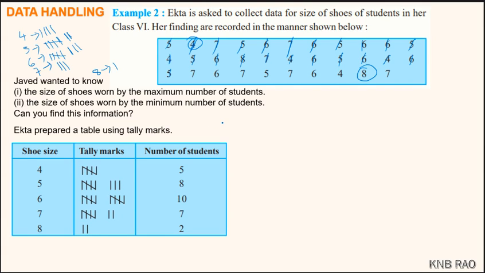And now from this table, can we answer all the questions asked earlier? We can answer easily now. There are 10 students whose size of the shoe is 6. That means the maximum number of students wear shoe size 6, and the minimum number of students wear shoe size 8, because 2 is the number. Only 2 students have that size.